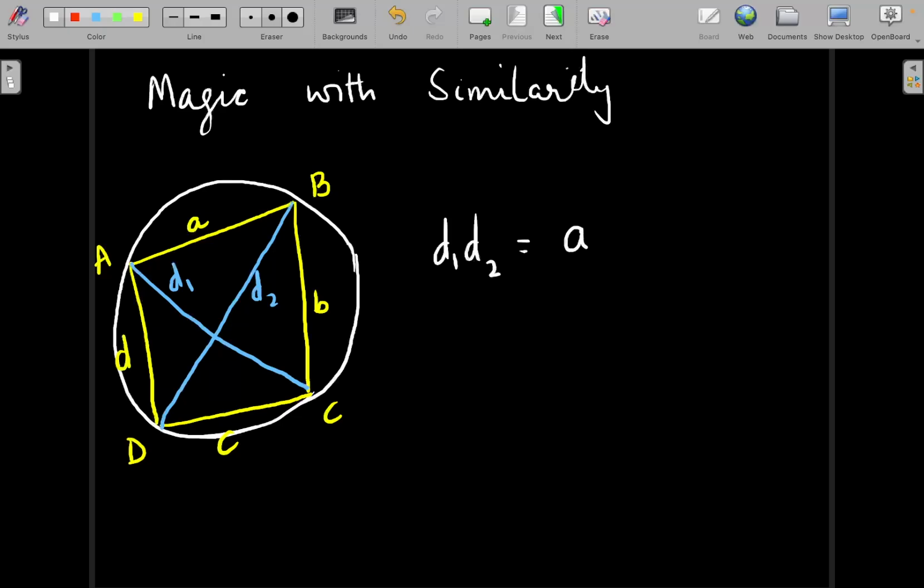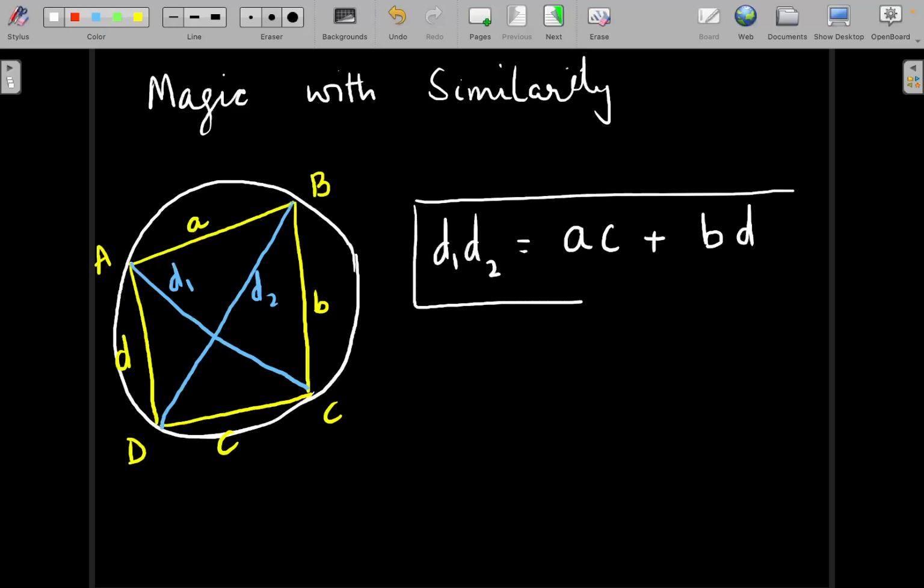That is, a and the opposite side is c, added to b, whose opposite side is d. So ac plus bd will be equal to D1 D2. You can clearly see that Ptolemy's theorem is very pretty, and it applies to any cyclic quadrilateral.